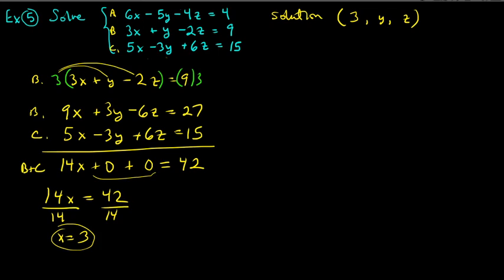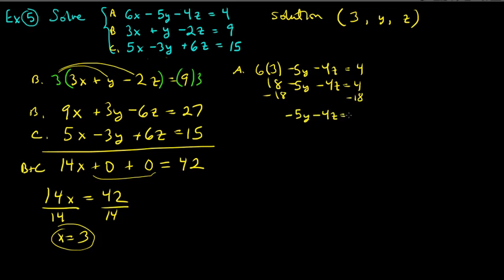So equation A is going to be, I'll try to write small here, 6 times x, but x is 3, minus 5y minus 4z equals 4. So that becomes 18 minus 5y minus 4z equals 4. Subtract the 18 from both sides, and you get -5y minus 4z equals -14.